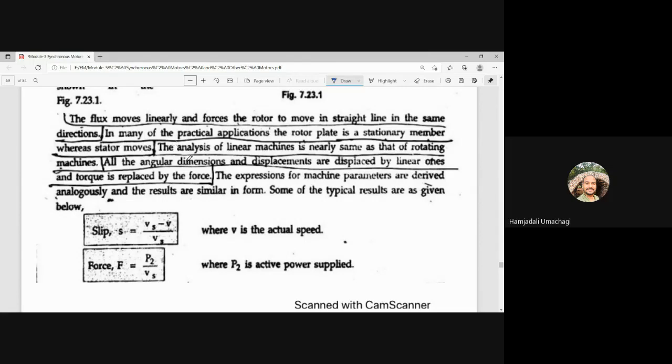The analysis of linear machines is nearly the same as that of rotating machines. So if you look at the analysis of the linear induction motor, it is similar to normal rotating machines like the three-phase induction motor or single-phase induction motor. All the angular dimensions and displacements are replaced by linear ones, and torque is replaced by force.